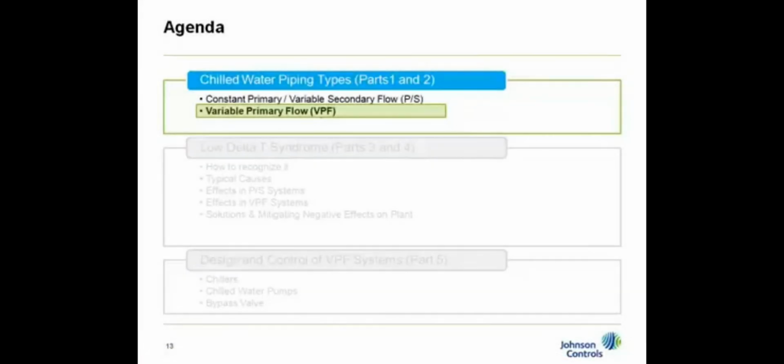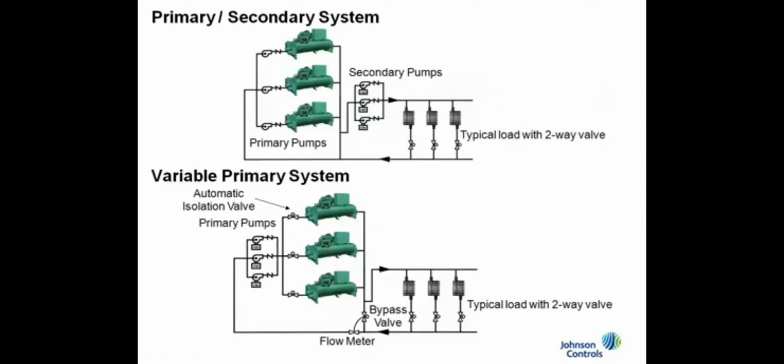This is part two of primary-secondary versus variable primary flow, and it describes the ideal operation of variable primary flow, including its advantages and disadvantages. Here at the top is our typical primary-secondary system that you were looking at before, and down at the bottom we have variable primary flow.